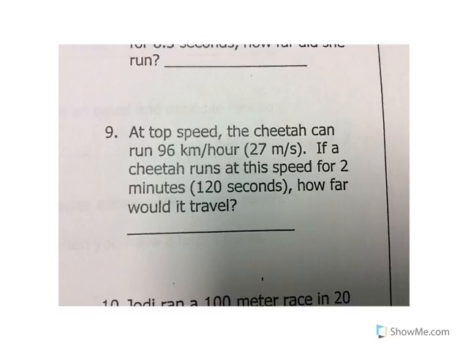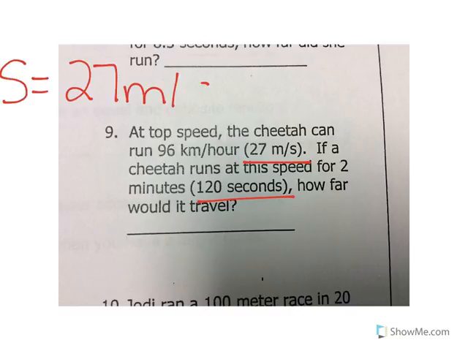Well, there's 2 different ways you can do this one because it gives you 2 different units. The way I'm going to do it is the way it's in parentheses, because we're going to measure a lot of speeds in meters per second, and a lot of times the time is going to, of course, be in seconds. So I'm going to use the numbers in the parentheses, those ones right there. So 27 meters per second, that's a speed. S equals 27 meters per second. And then for a time, I have 120 seconds.